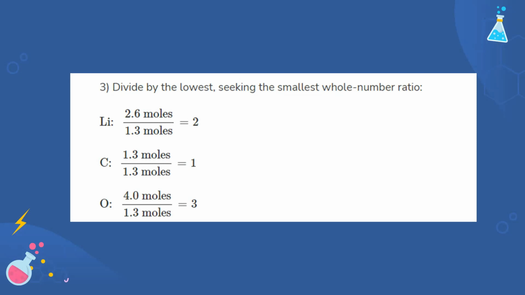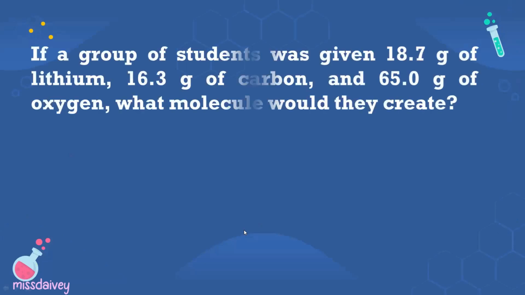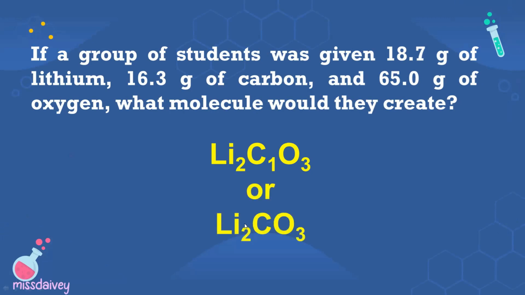So with this, we can say that the chemical formula that you can create is Li2C1O3, because there are 2 molecules of lithium, 1 molecule of carbon, and 3 molecules of oxygen. And if you are going to take this one in lowest form, we have Li2CO3.